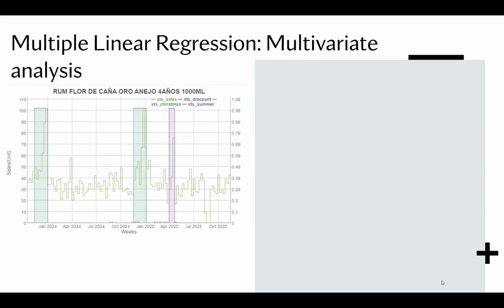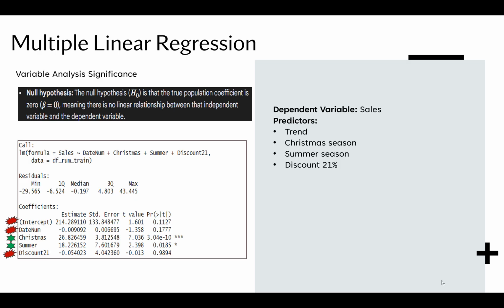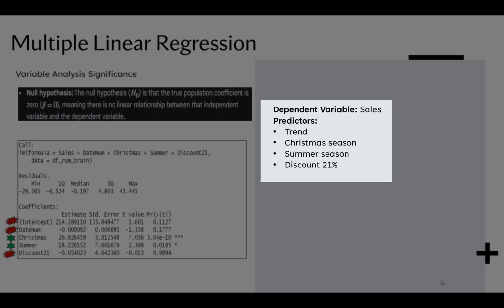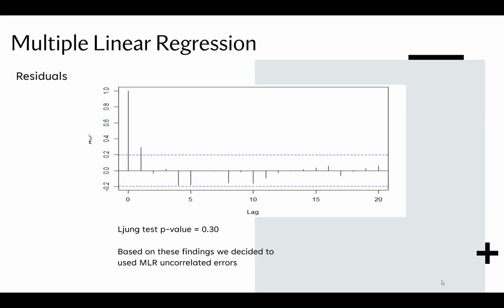Up to this point, we have analyzed models based on one variable, but given the nature of the data, now we will evaluate multivariate models, and we will start with multiple linear regression. For this model, we are using 4 different predictors for estimating the future sales. According to the results, only Christmas and the summer events are significant. The residuals show evidence of white noise. This is complemented also by the Ljung-Box test, and for this reason we will continue using MLR with uncorrelated errors.